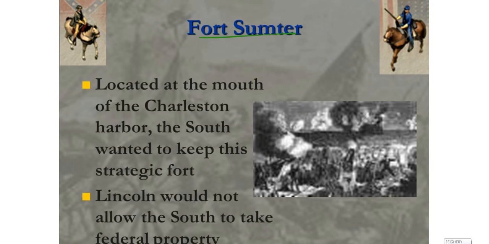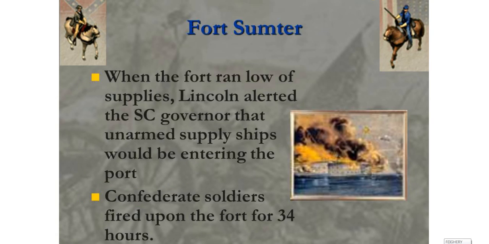Fort Sumter was located at the mouth of the Charleston Harbor, and the South wanted to keep this strategic fort, which was in the hands of the Union. Abraham Lincoln would not allow the South to take this fort because it was federal property, and it was part of the Union fort system.